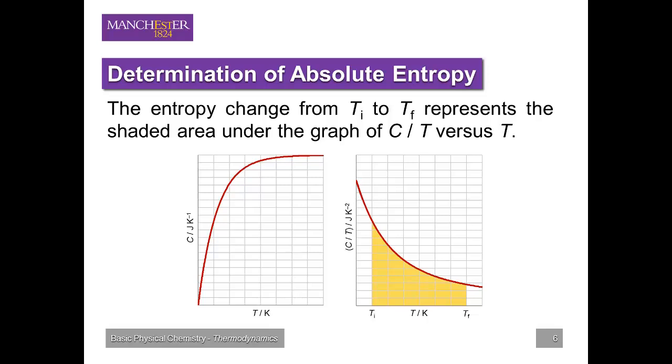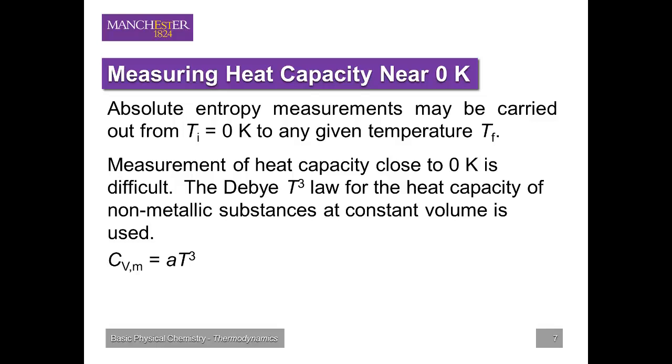Two problems present themselves. First, there will be discontinuities in the heat capacity graph at melting and boiling points. At these points, it will be necessary to add the entropies of fusion and vaporization. Also, measurement of heat capacity very close to 0 Kelvin is extremely difficult. An example of how this problem can be overcome is the Debye T-cubed law, which enables us to approximate heat capacities of non-metallic substances at constant volume by the molar heat capacity at constant volume equals A T cubed.